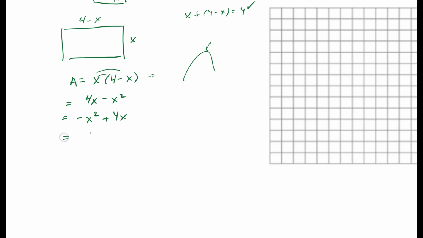Well, this is pretty easy to put into intercept form. If I factor out a negative x, I'm left with x minus 4. And with a little clever rewriting, I can write that as -1 times x minus 0 times x minus 4, just to see what's going on here. So I'm rewriting this x as x minus 0 and then x minus 4. So we can see that this looks like a nice intercept form problem.